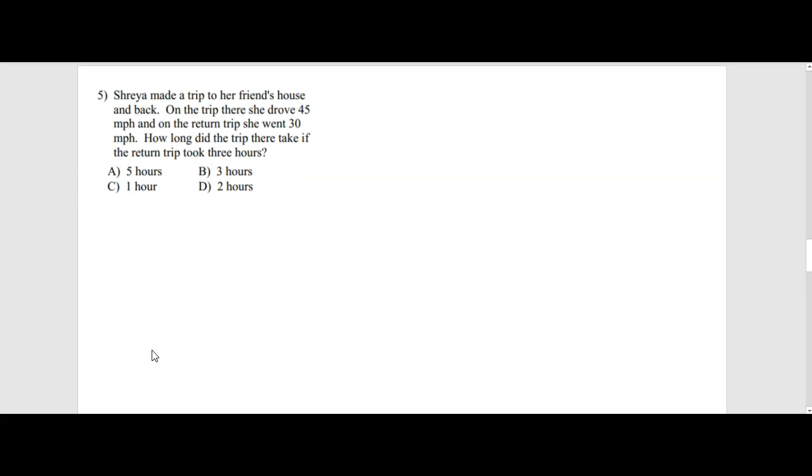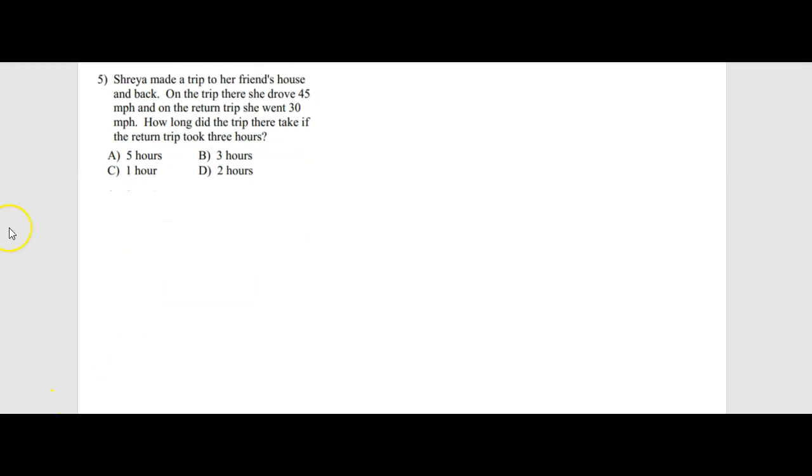And we're going to do number 5. So it says Shreya made a trip to her friend's house and back. On the trip there, she drove 45 miles per hour, and on the return trip, she went 30 miles per hour. How long did the trip there take if the return trip took 3 hours?